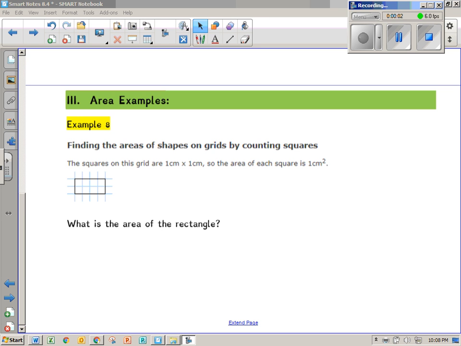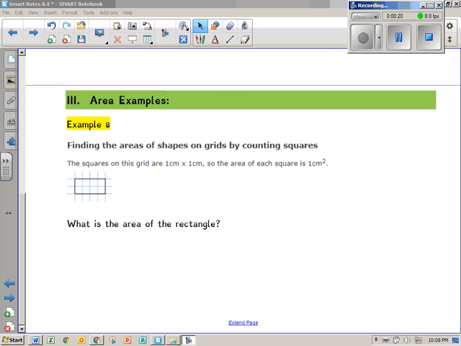Okay, last part of Notes 8.4. Now we're sort of in part C, area. And once again, I've talked a little bit about area on page 1 of your handout. Area is measuring flat space, two-dimensional space.